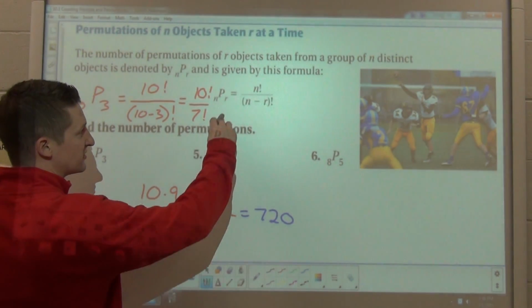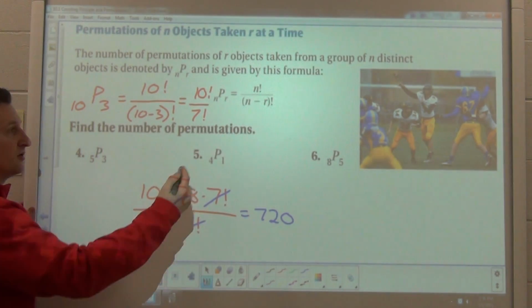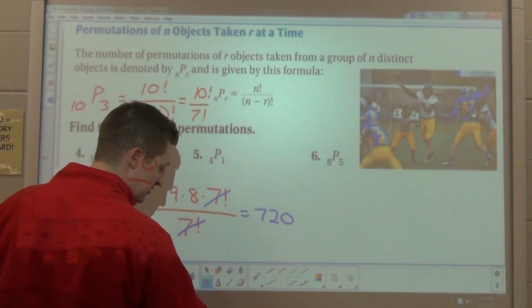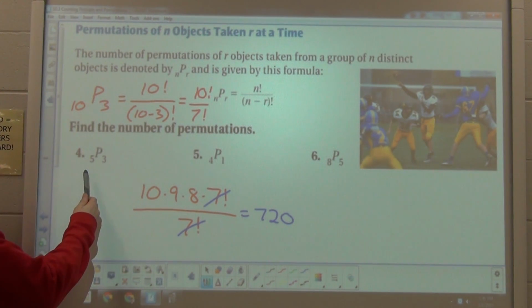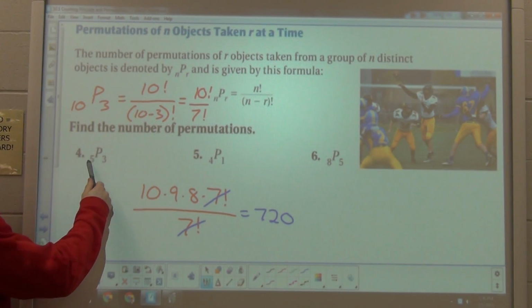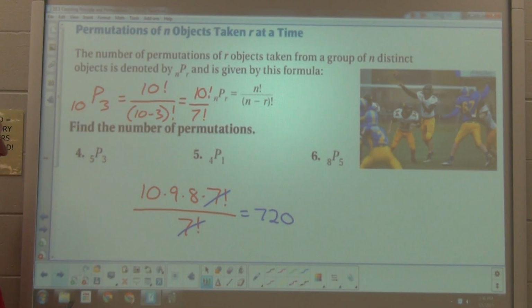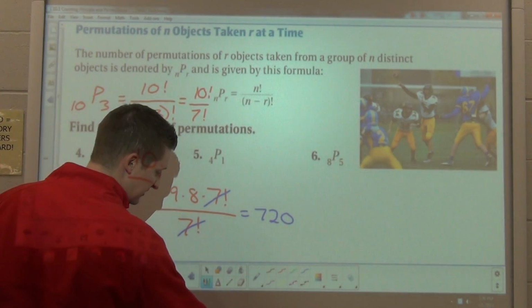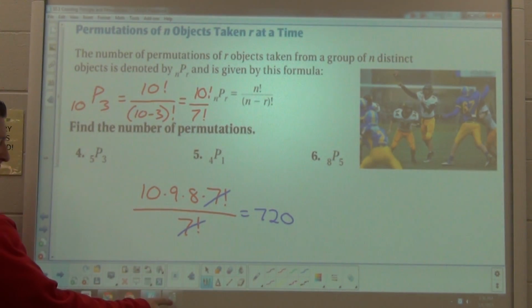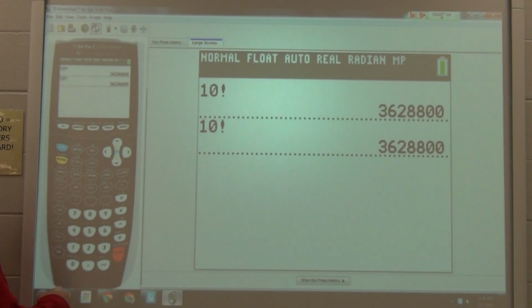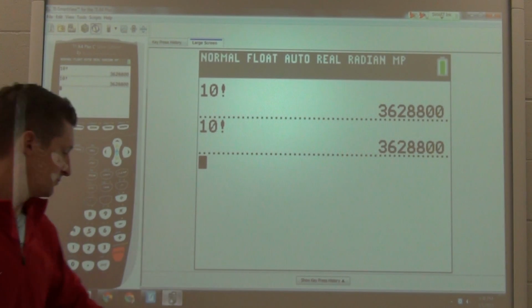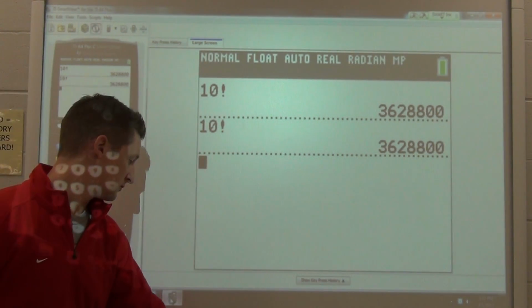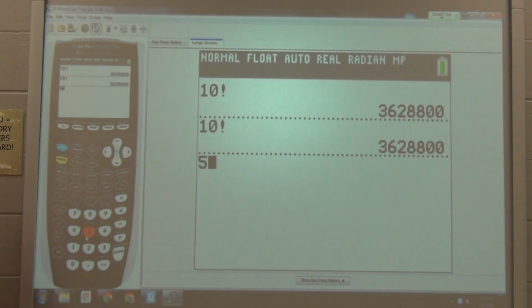Now the neat thing about this is you don't necessarily have to use the formula as long as you understand what it's doing, because your fancy calculator has an option for this. So if I asked you to find the number of permutations of 5 objects chosen 3 at a time, 5P3, I'm going to go ahead and type that into my calculator like so. So I start with 5 objects, so I'm going to hit the number 5. And now I need to find that permutation option.